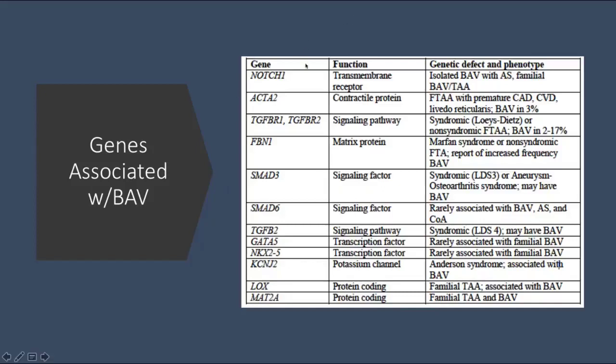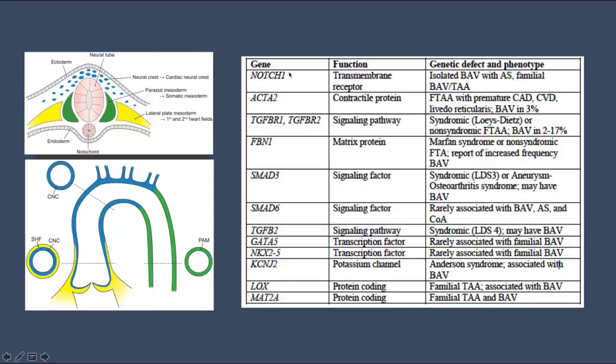One of the only genes that has actually been reliably associated with bicuspid aortic valve and aortic aneurysms is Notch1. And I think it's interesting in that Notch1 is involved in cardiac neural crest cell signaling. As you can see from early embryology, these neural crest cells are involved in formation of the aortic valve, which we see here in blue, as well as the ascending aorta. So it makes sense that there's this both genetic and embryologic link associated with the bicuspid aortic valve and the aorta.